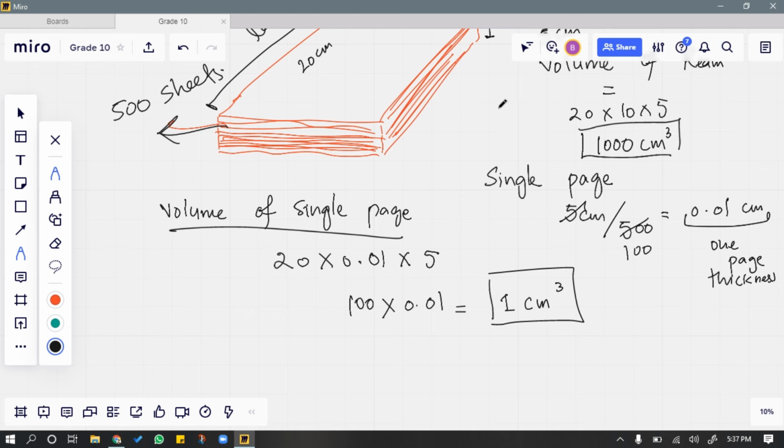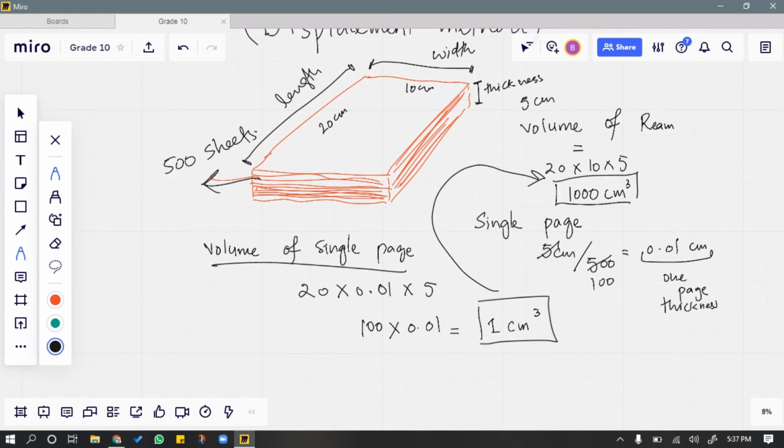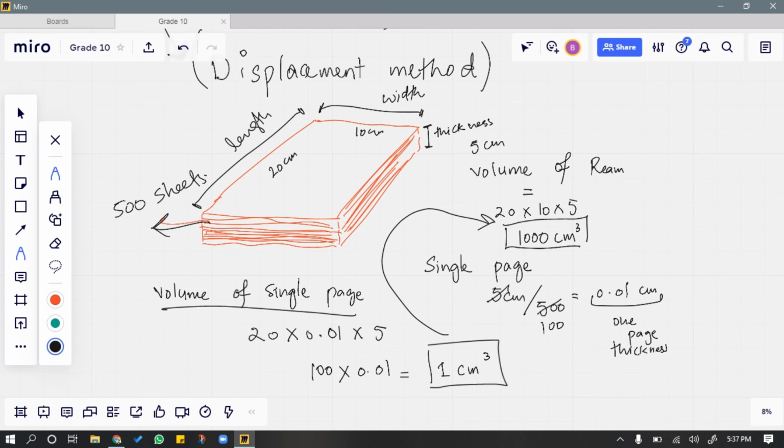So when one page is taking a volume of 1 centimeter cubed, 500 pages are going to take a volume of 1000 centimeter cubed. This is the relation between a single page and the volume of the whole ream. So this is your displacement method, which helps you find those heights, lengths, and measurements of objects which are too thin to be measured with the help of an exact instrument.